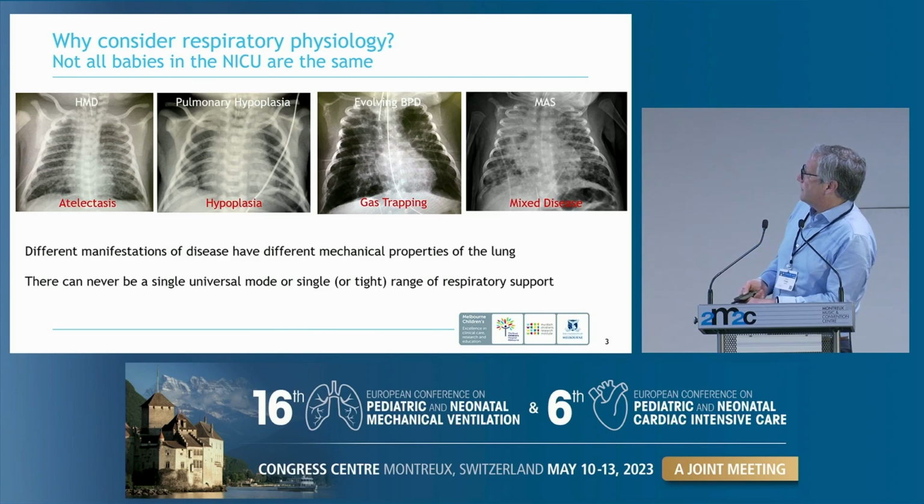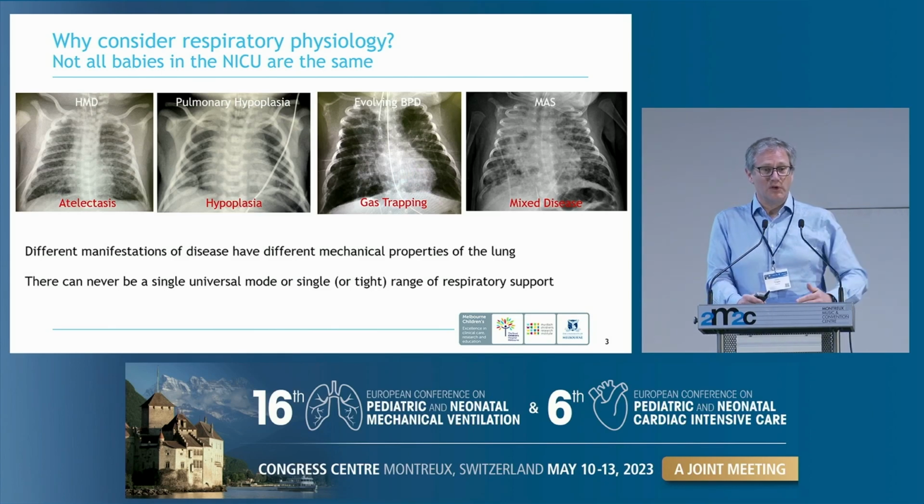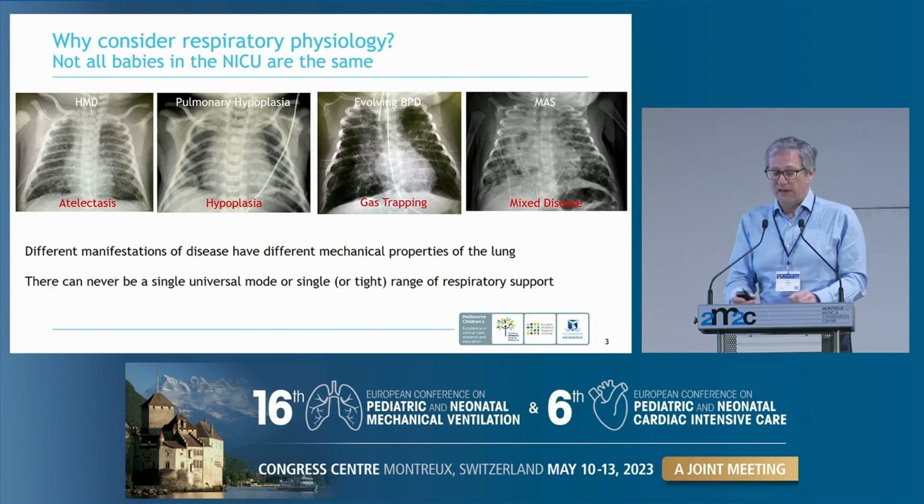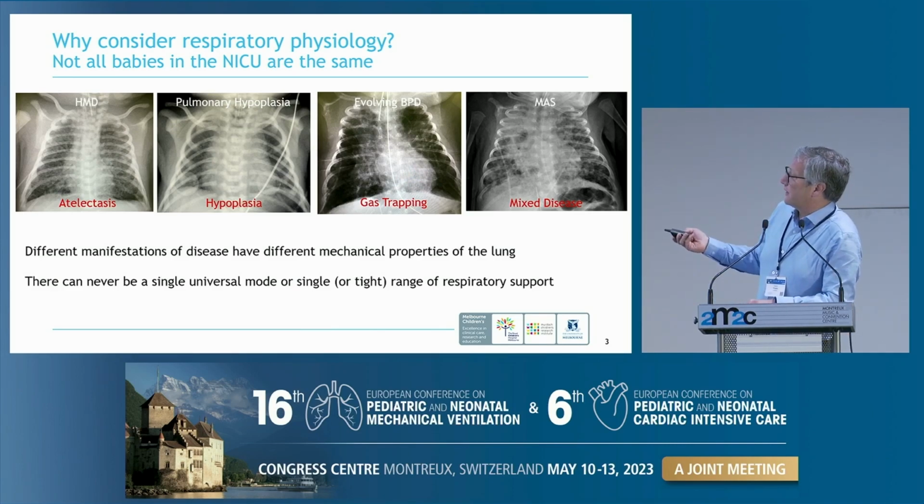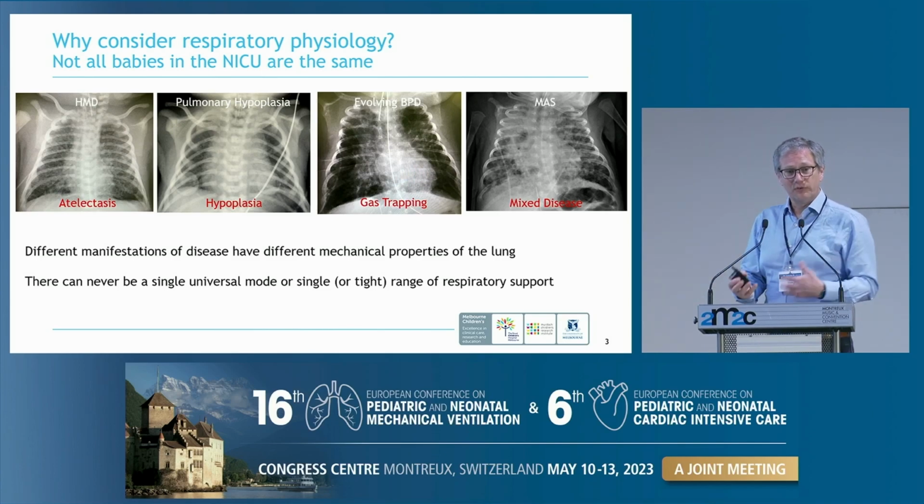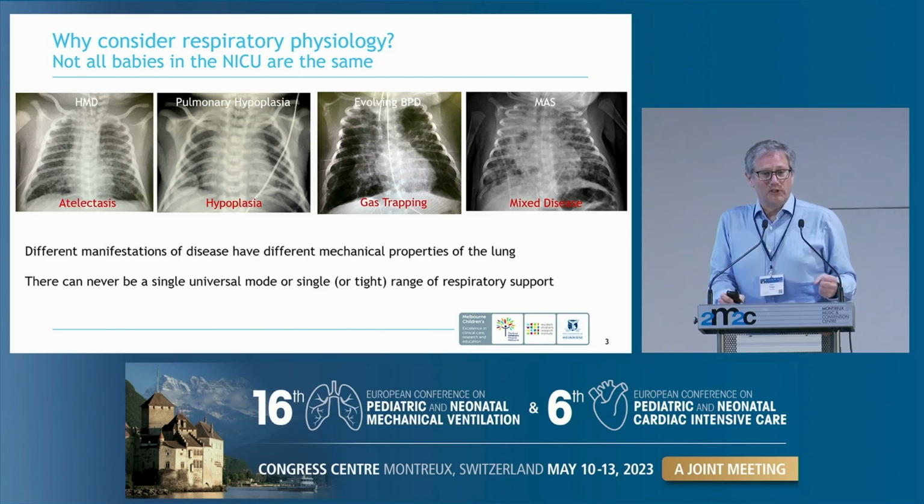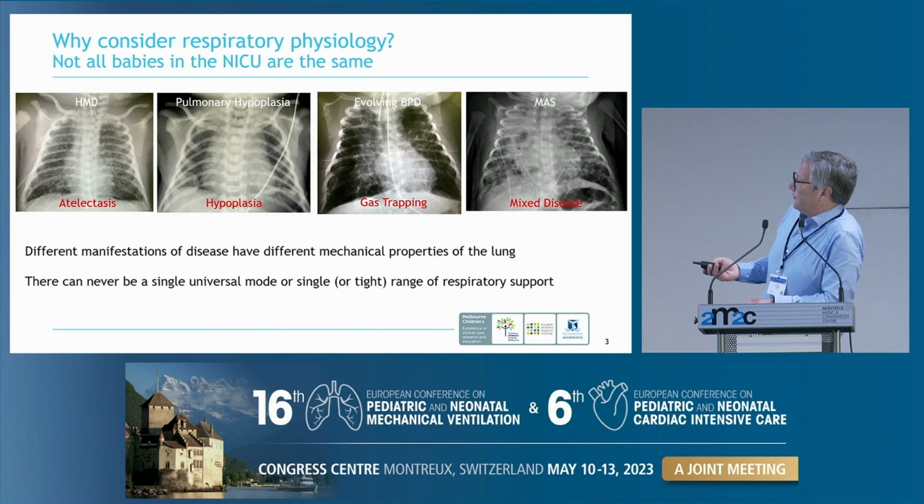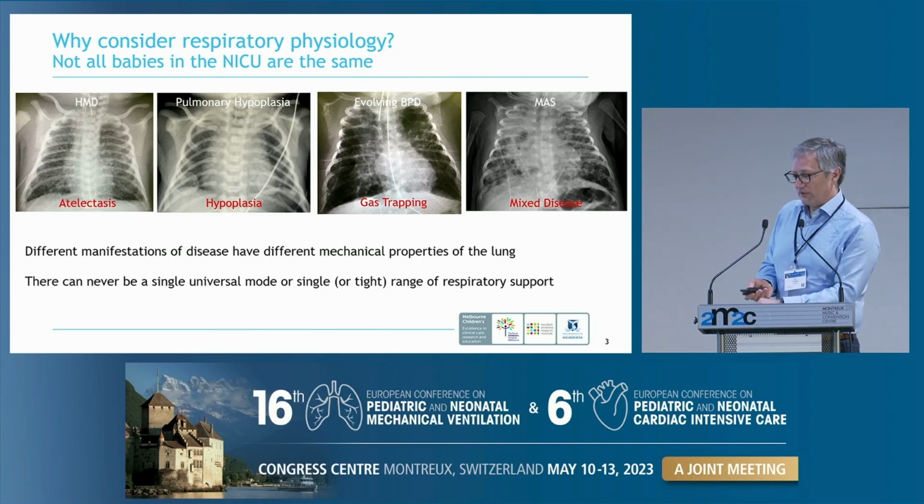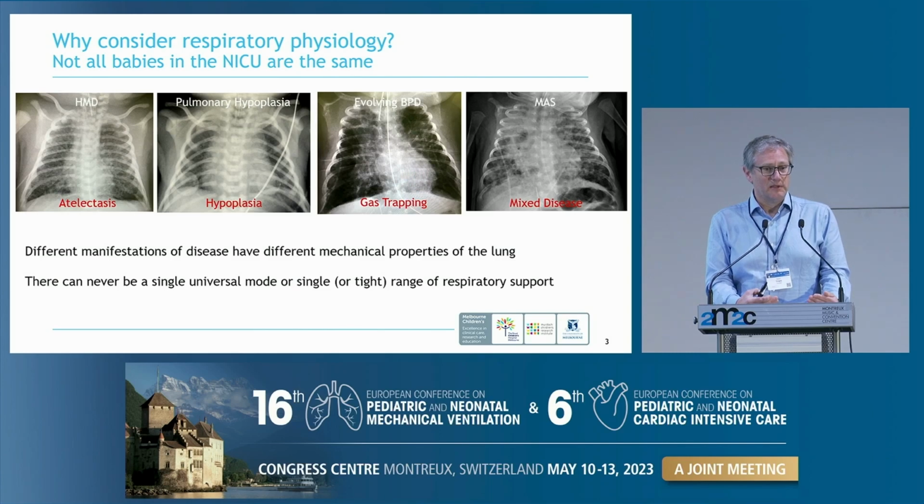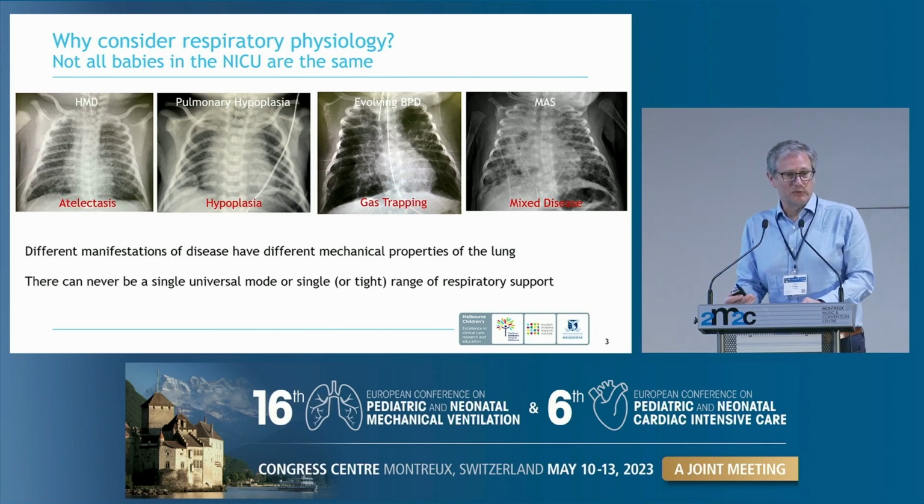If you have evolving BPD, in many cases you have a problem of altered lung compliance, altered elastance and chest wall status, but airway changes and an issue with resistance and hence gas trapping. Very different presentation, different approach to ventilation. And when you have MAS or similar conditions like ARDS, you often have a mixed lung condition, and you as the clinician need to decide whether the problem is one of predominantly compliance, resistance, or a mixture of the two. What this means is that there can never be a single universal mode of ventilation that will be optimal for every baby. So we need to think about how we're going to get the right treatment for the right baby.